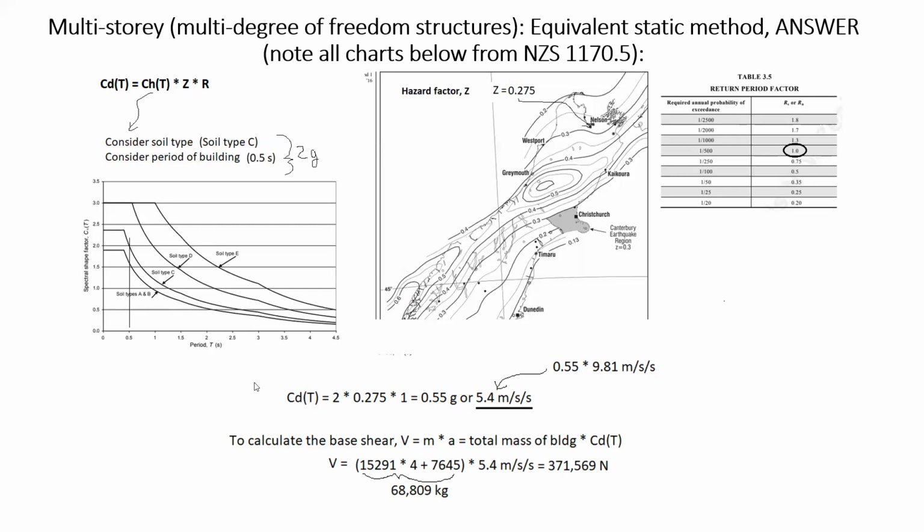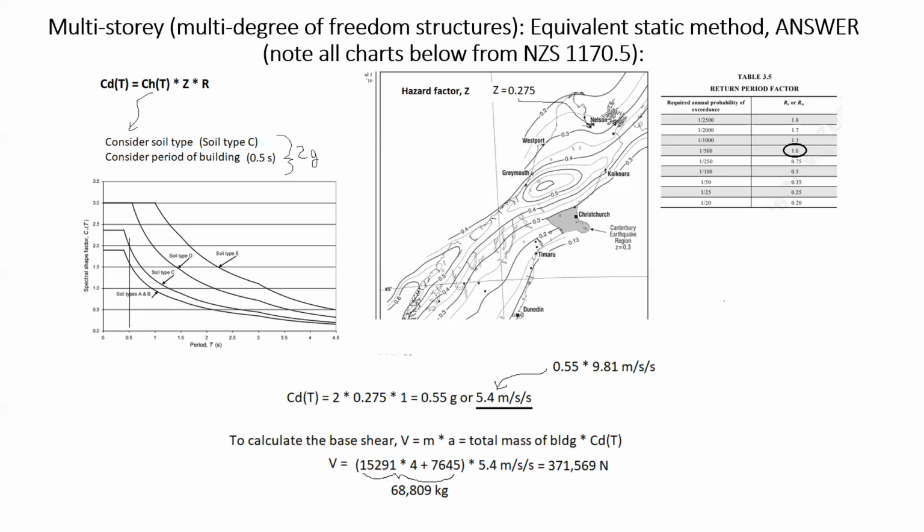Notice in the code they go seismic weight times CD(T). That means they've assumed that you haven't converted to meters per second squared yet. They assume that you're still with 0.55 G. So if you leave it at 0.55 G, then you multiply it by the seismic weight to get exactly the same answer. I've already changed the CD(T) to meters per second squared, so I don't have to use the seismic weight. I just use the seismic mass. You'll get 371,569 newtons.